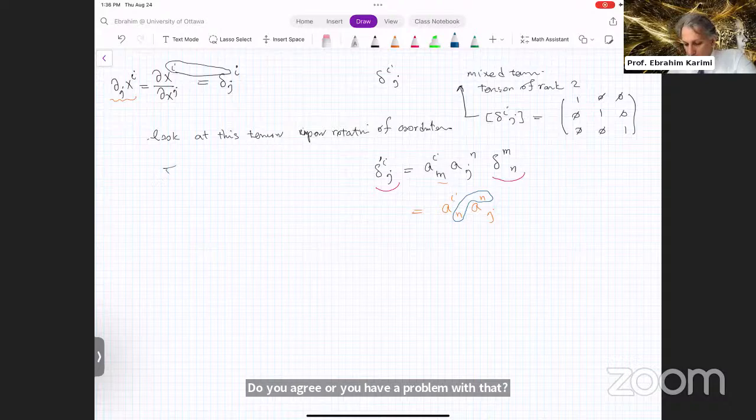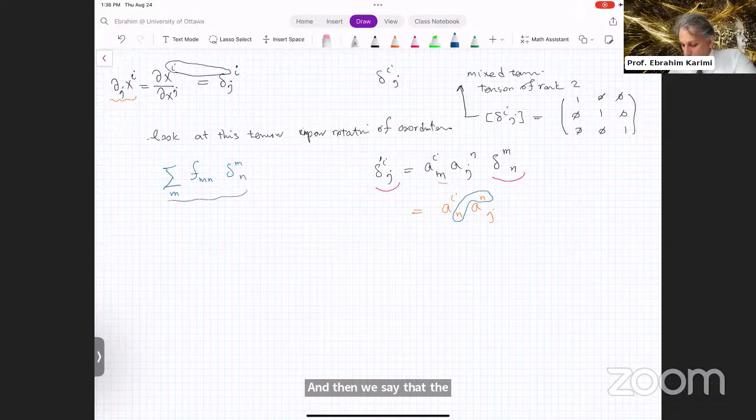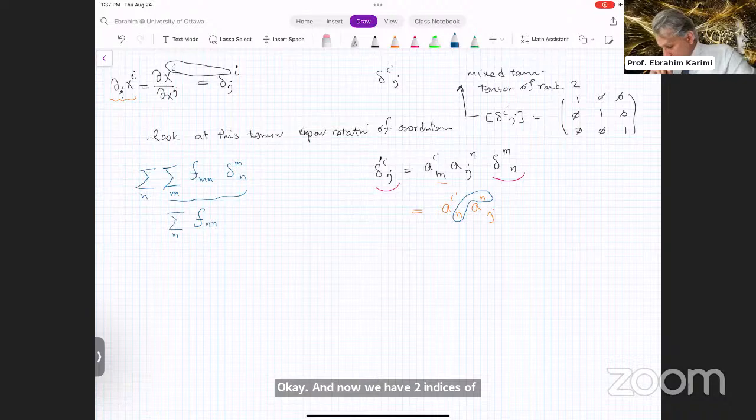Do you remember that we had the summation of, let's say, any function f of m, n, and then we have a delta of m, n? Then we say that the summation will be gone, and you replace it with f of n, n. Okay? And now we have two indices of n.